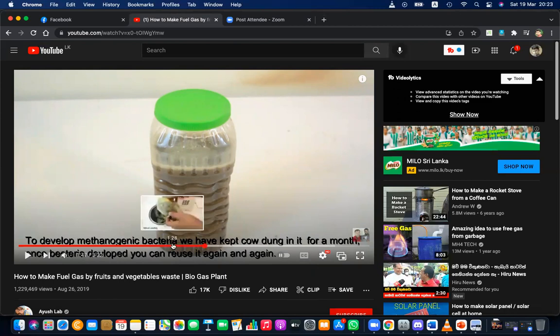Otherwise, we can let it happen, because the bacteria and fungus are there in nature, but it will take more time. Therefore he's using cow dung, right? Why is it used? It is rich and has a lot of bacteria which have already developed. So when you put this into the bucket, it will expedite or speed up the process. That's the reason.